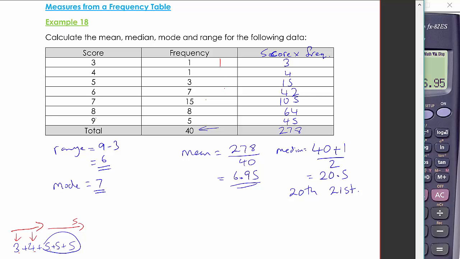So there's one piece of data. Then when we get to here, we've walked past 2 pieces of data, the 3 and the 4. When we get to the end of the 5s, we've walked past 5 pieces of data, as we indicated down here. When we get to the end of the 6s, we've walked past 12 pieces of data. When we get to the end of the 7s, we've walked past 27 pieces of data. Add 15 onto the 12. And that means that the 20th and 21st are both going to be 7s. And therefore, the median is equal to 7.